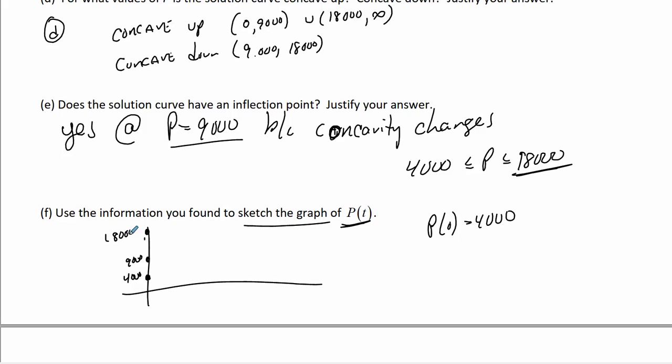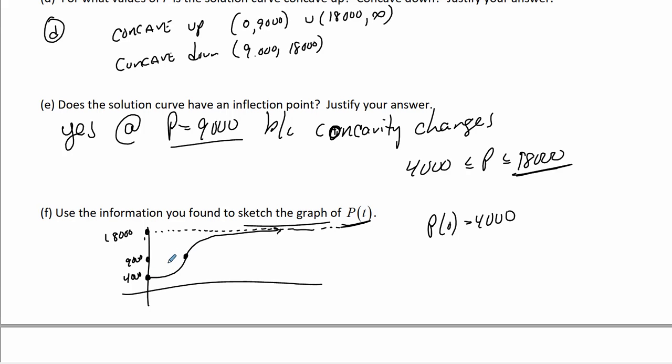What happens at 18,000? Well, this is our carrying capacity, so it's going to be a dotted line all the way through infinity. This is the highest that the function, in terms of fish, can go. So I'm going to start off at 4,000. Remember, from 4,000 to 9,000, it's concave up, so I'm going to make it concave up. I'm going to come to 9,000, and now the function is going to be concave down to infinity. And so right there is my inflection point.